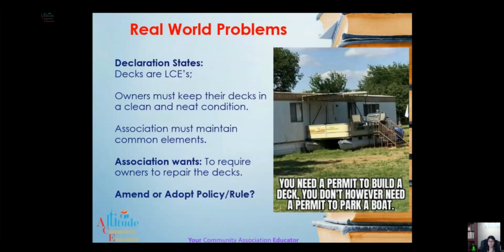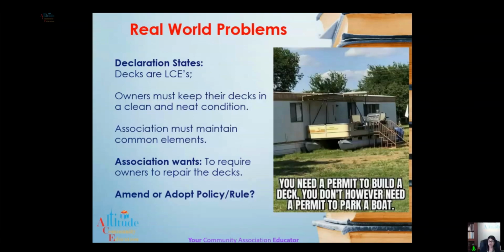So the answer is you have to amend. Why do you have to amend? Well, when you look at the words clean and neat condition, that means you're cleaning the deck. It means you're not piling stuff up on the deck. There's nothing that implies or means repair in clean or neat. Neither one of those terms implies good condition.